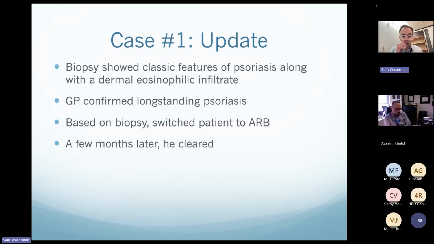I should also mention the GP confirmed that he had long-standing psoriasis, something that we speculated, and it was hard to tell what his sort of baseline level of disease was when we saw him initially.